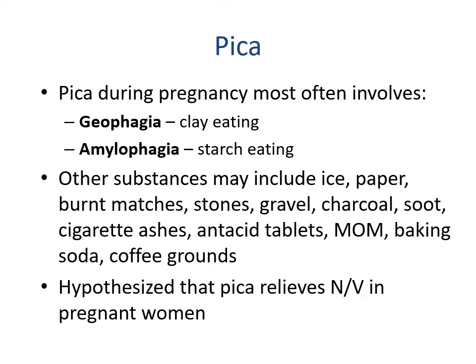Now, pica can also occur during pregnancy, in which case there's usually one of two forms: geophagia, which is clay or earth eating, and amylophagia, which is eating starch. Other substances may include ice, paper, burnt matches, stones, gravel, charcoal, soot, cigarette ashes, antacids, milk of magnesia, baking soda, or coffee grounds. And there are a couple of theories for why this happens, especially in pregnant women.